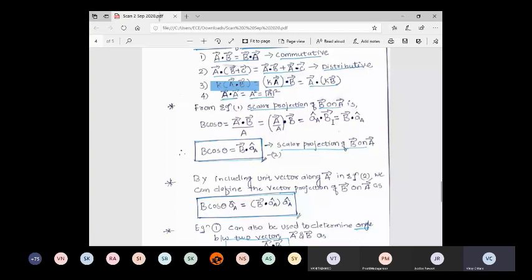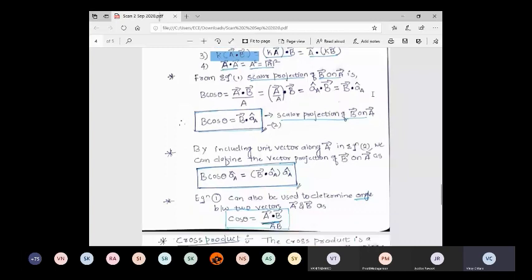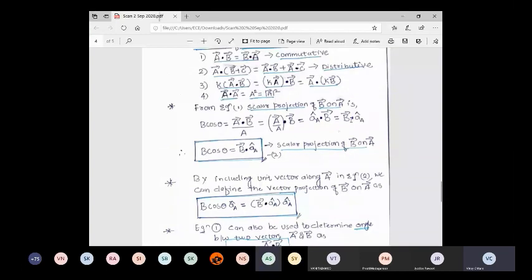And the same thing I can write as B dot the unit vector along A. Can you tell me why I can write it like this? The commutative law holds good. Yes, very good. By the commutative property I can write it like this. Is that clear now? Yes, sir. So do remember the scalar projection of B on A is given by B dot the unit vector along A.